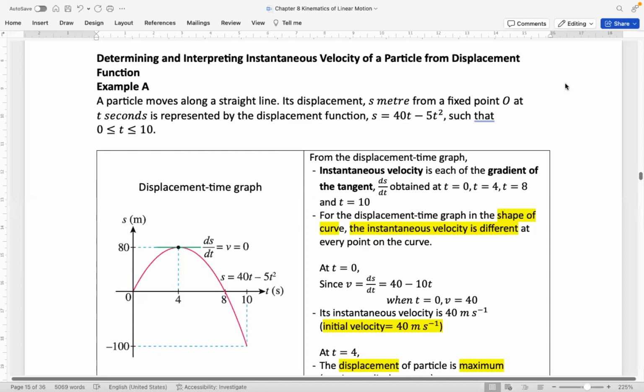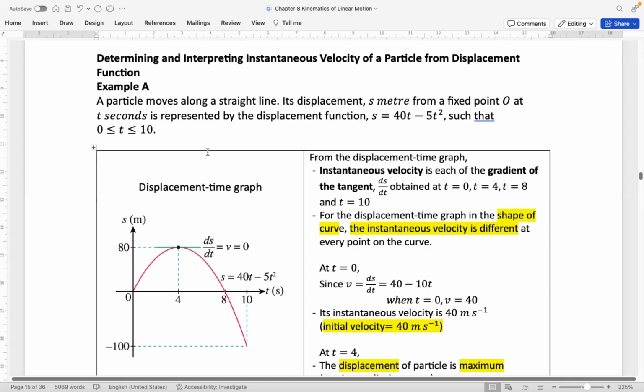In this video, we are going to learn how to determine and interpret instantaneous velocity of a particle from a displacement function. Basically, when you are given a displacement function and the question asks you to find instantaneous velocity, we just have to do differentiation. But before that, let's check one example to learn more about the concept.